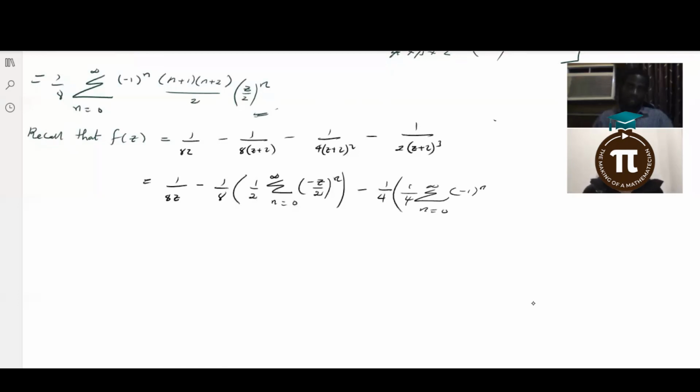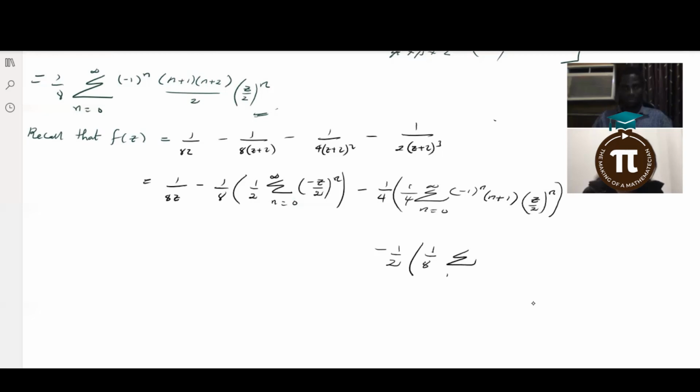We have n plus 1 times z over 2 raised to the power n, right? Good, that's all. Now the last one, minus 1 over 2, 1 over z plus 2 raised to power 3. We got 1 over 8.